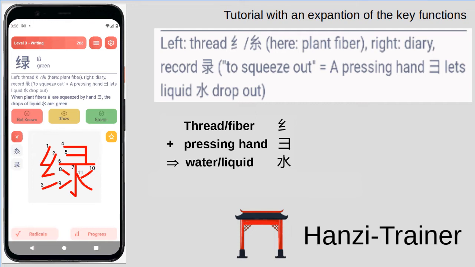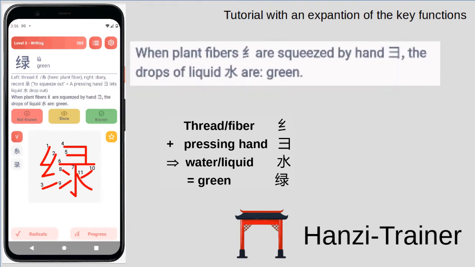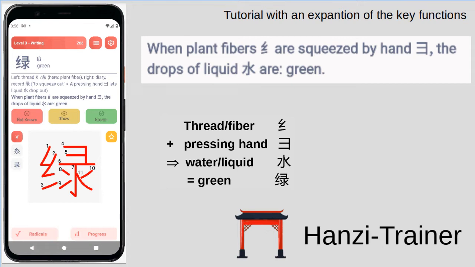Now combined with the fibers, so the thread and squeezing out, we come to the combined memory phrase. It tells us when plant fibers are squeezed by hand, the drops of liquid are green. So again, the combination of fiber, hand and liquid is green. When the plant's fibers are squeezed by hand, the drops of liquid are green.